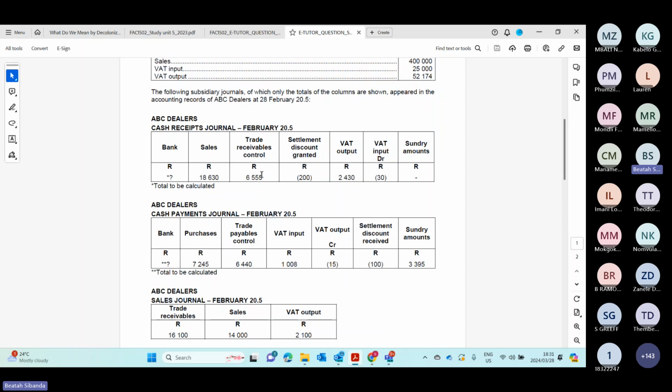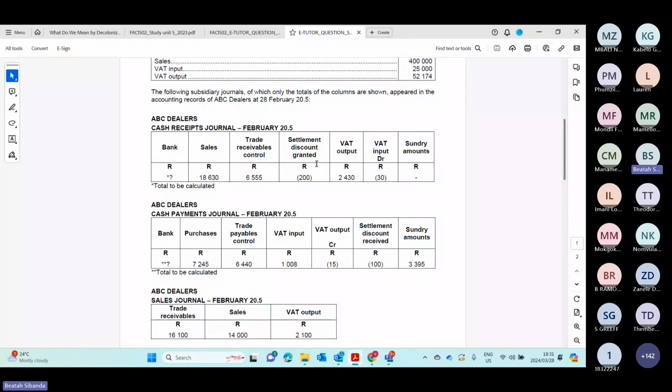When the debtors paid and we received cash, we recorded it in the trade receivables control account. And then settlement discount granted. This is what we gave to our customers when we sold. And then the VAT output, this is what we use to account for VAT that we pay over to SARS. Remember, we said when you are registered for VAT, you need to pay a portion of your sales to SARS.